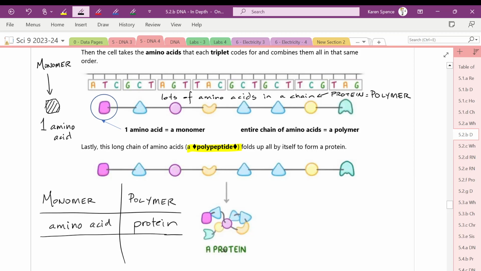Now, if my polymer is not a protein, if my polymer is DNA instead, what is the single unit that all get stuck together to make DNA? Do you remember what those are called? Those are nucleotides, yes. So we can have different kinds of monomers make different kinds of polymers.